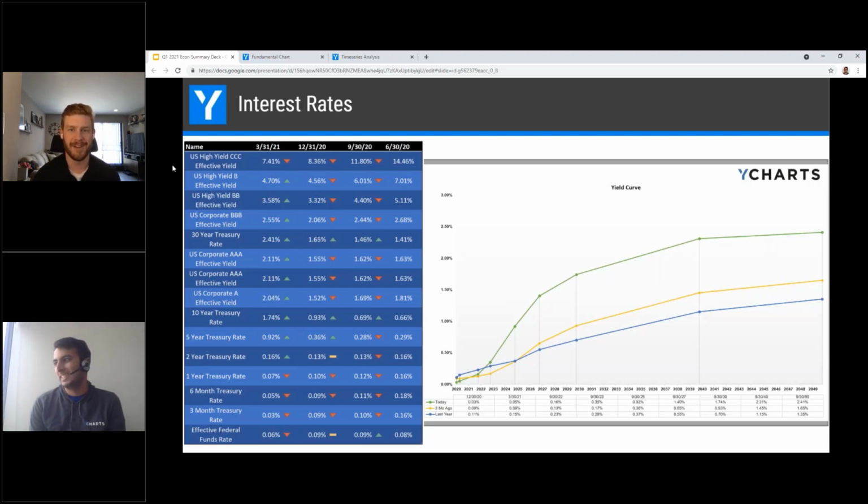The yield curve has gotten very steep very quickly. We're looking at, as of the end of Q1, the yield curve was that green line on our yield curve chart here. This is due to rapidly rising long-term rates as the economic outlook starts to turn more positive, and also the Fed's commitment to keeping short-term rates at zero or near that level.